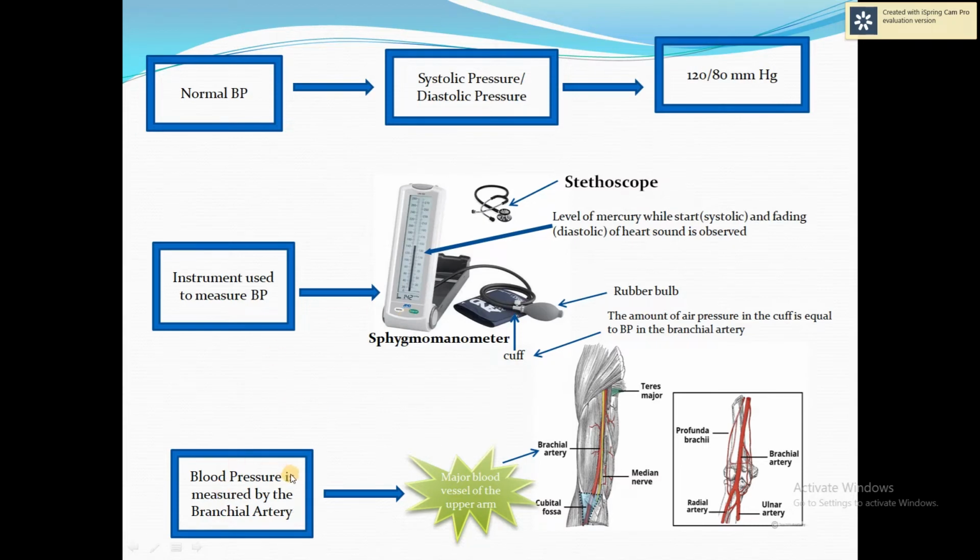Next, blood pressure is measured at the brachial artery. So, what is the brachial artery? The brachial artery is the major blood vessel of the upper arm, and this is the cubital fossa where the diaphragm of the stethoscope is to be placed. So, you will be wrapping this cuff over this part of the arm and the diaphragm at the cubital fossa.